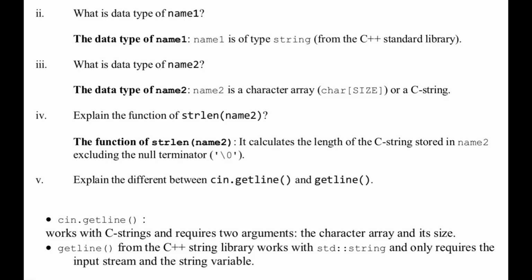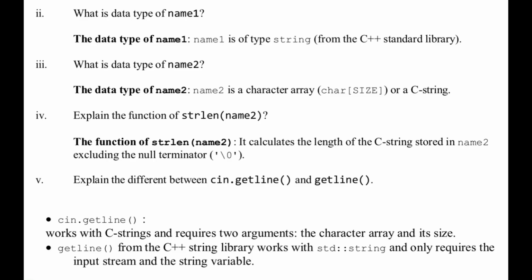The question provided here is what is the data type of name1 and name2. So name1 is a type of string and name2 is a character array or a C string. Next, explain the function of strlen(name2). So the function is to calculate the length of a C string stored in name2, excluding the null terminator.